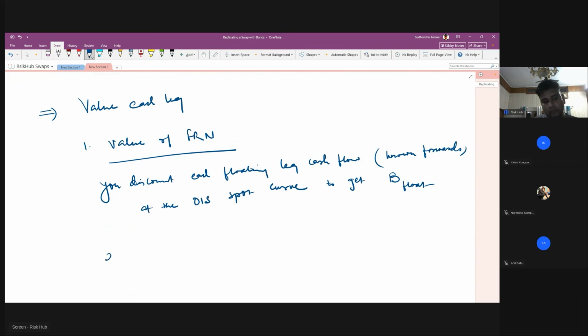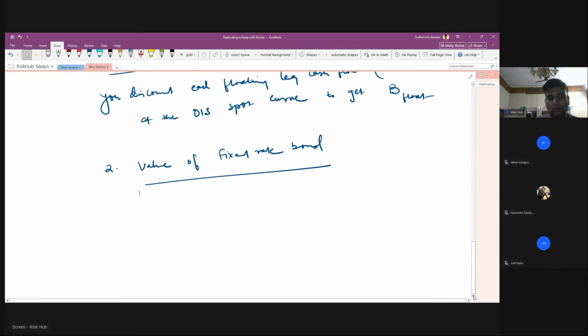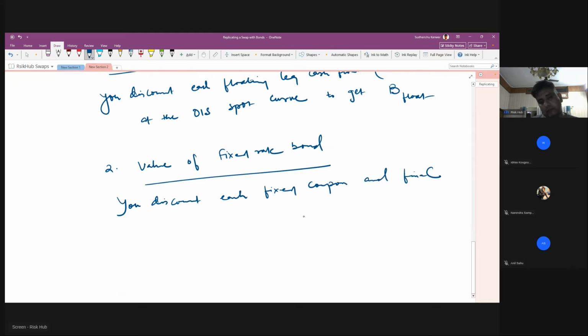Then if you have to value your fixed rate bond, what do you do? In a fixed rate bond, you have a standard fixed coupon bond with the same schedule as the swap's fixed leg. You discount each fixed coupon and the final principal, which will come at the last date, at the OIS spot curve to find its present value.